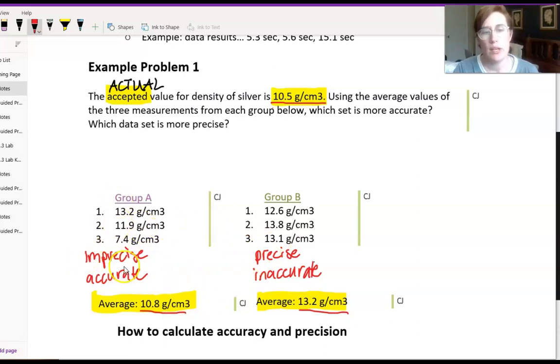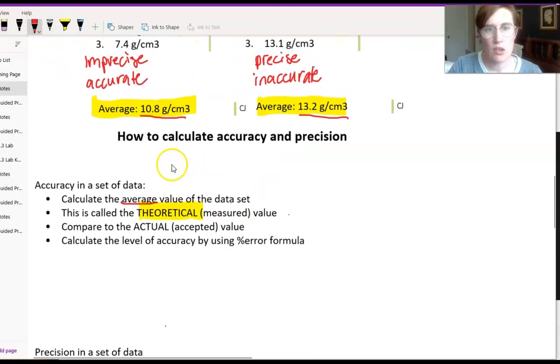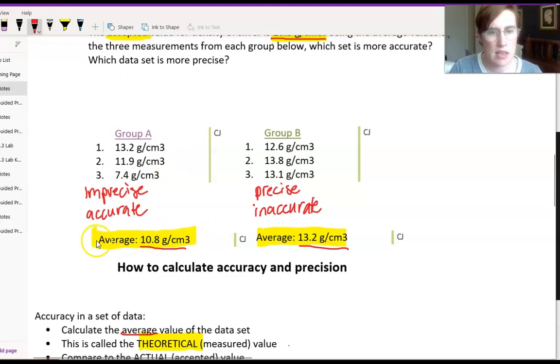I'm asking you to tell me which set of data is more precise and which set of data is more accurate. Now, there are actual ways to come up with a numerical value to calculate accuracy and precision. So that's what we're going to look at next. Accuracy in a set of data. So if we are looking at a set of data, the first thing we do is we need to calculate the average value of the data set. This is going to be what's called our theoretical or measured value. So in group A, this is the theoretical value. And in group B, this is the theoretical value.